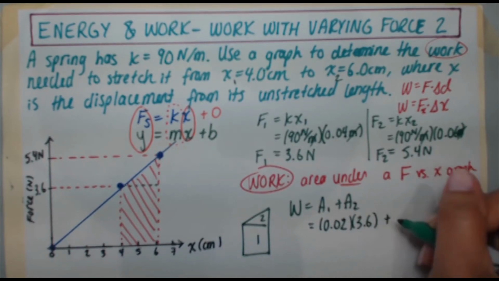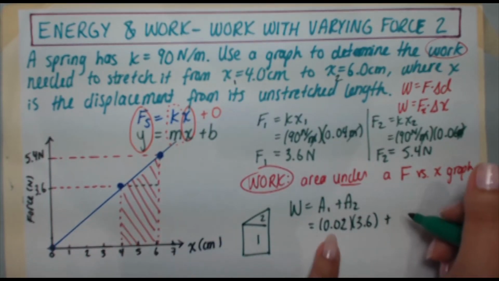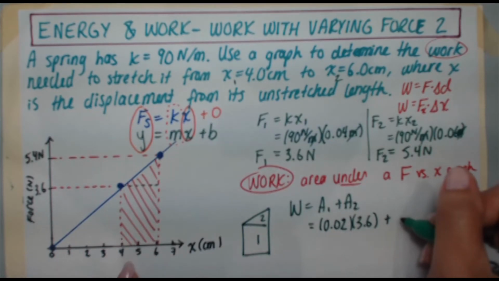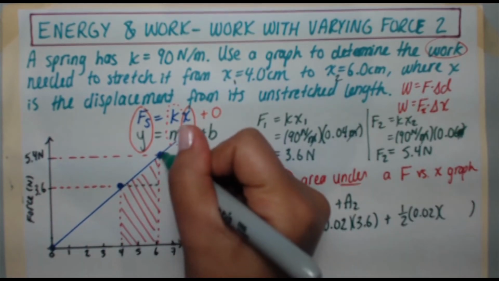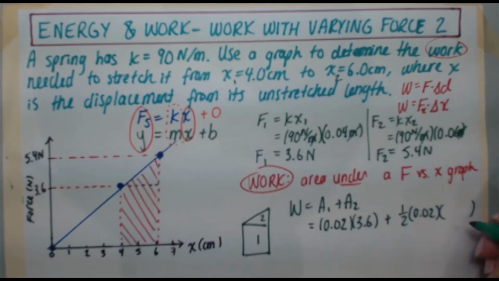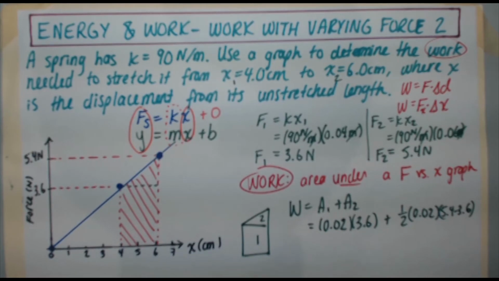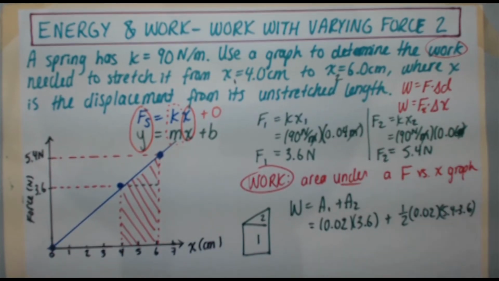So that's area 1. Area 2, the base is the same. It's 0.02, but this is a triangle, right? So it's 1/2 base times height. The base is the same as the rectangle, 0.02. The height is 5.4 minus 3.6. Okay, so just punch that in your calculator.